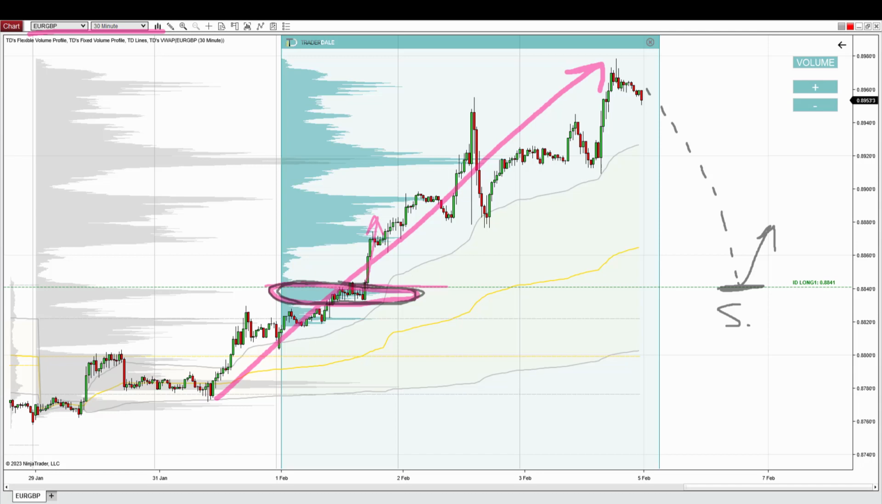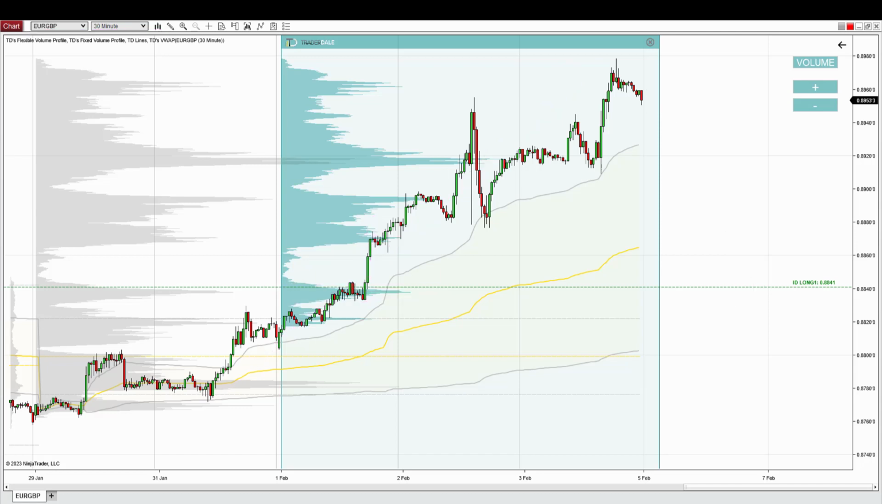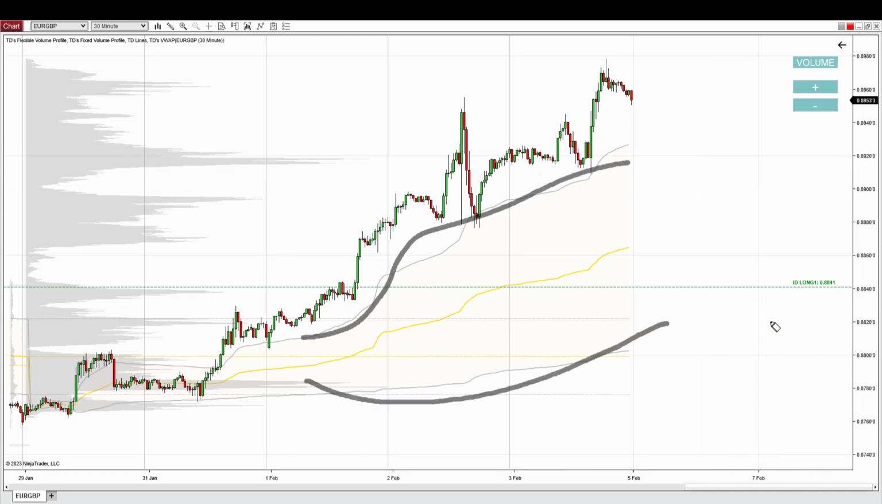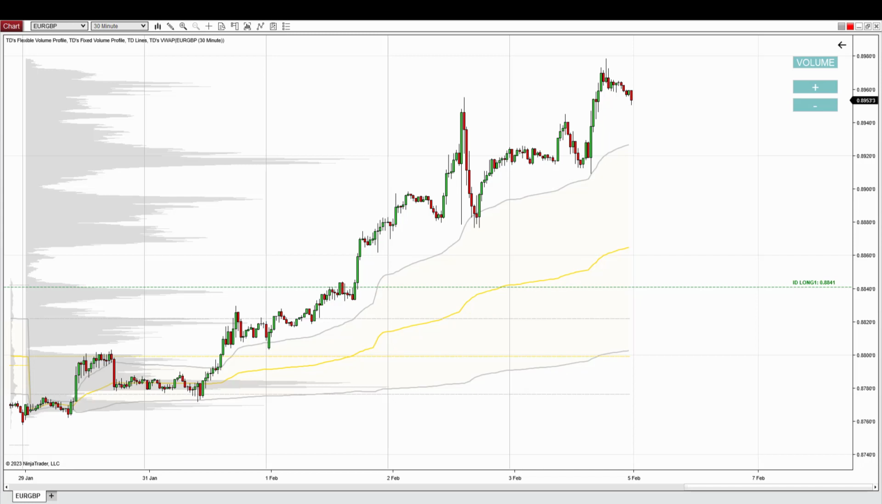By the way, when there's a trend, you can also trade a setup which is called VWAP trend setup. And to trade this setup, you only need VWAP. That's what you see on my chart right now. Those are the gray lines and that yellow line in the middle. The yellow line, that's the VWAP, and the gray lines, those are first deviations of VWAP.